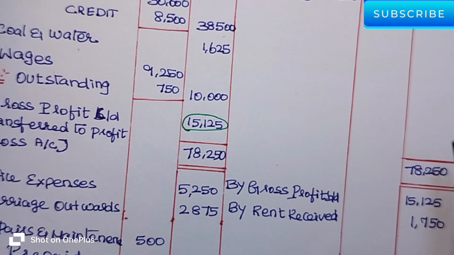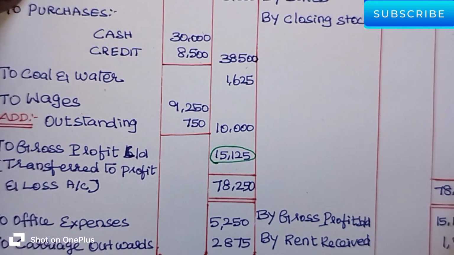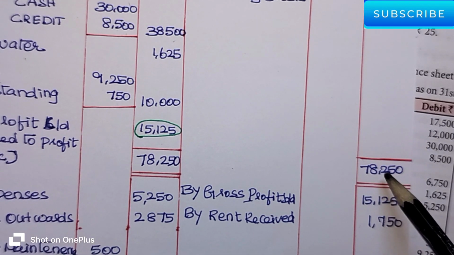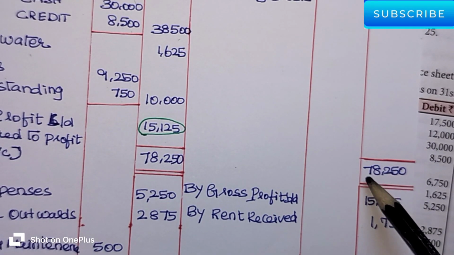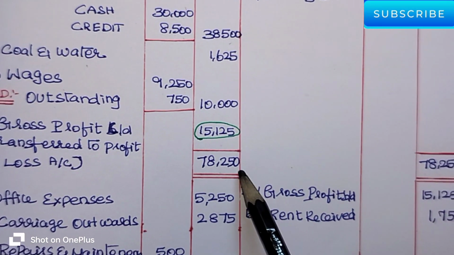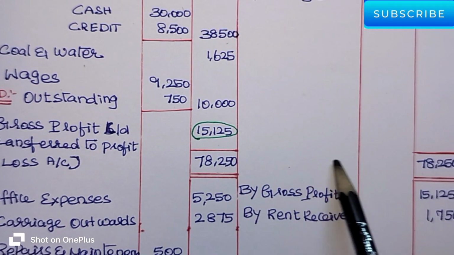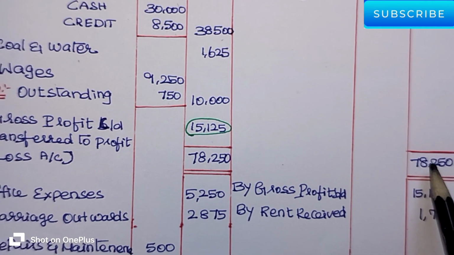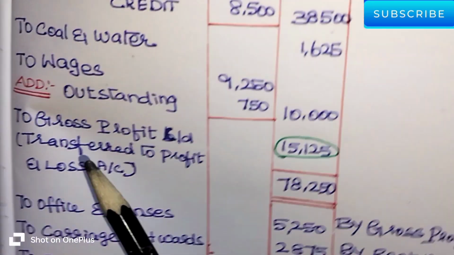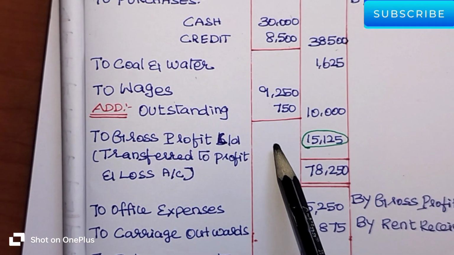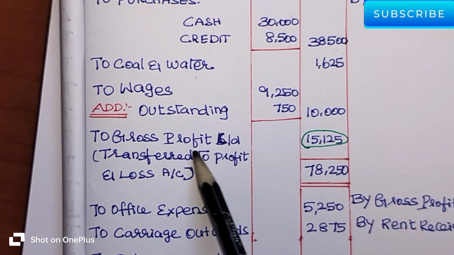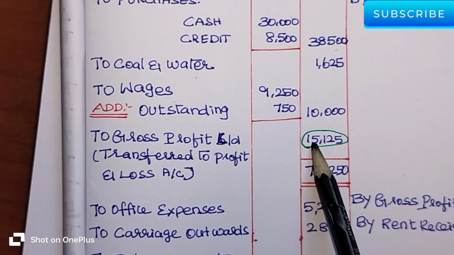Then we come to the conclusion of the trading account. The credit side has the higher value, so we consider it as the total. 78,250 is the total for both debit and credit side, entered on the same horizontal line. Since the credit side has the total, on the debit side we have the balancing figure, 15,125. We get this as the gross profit of the trading account.